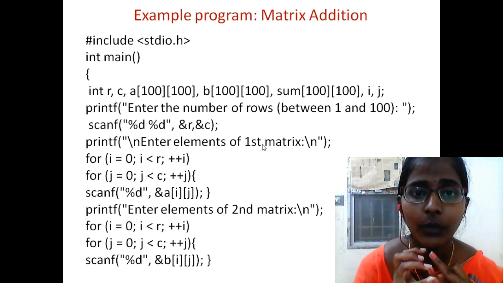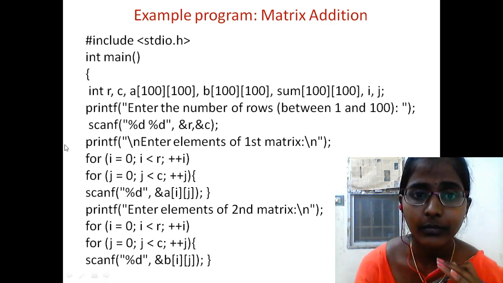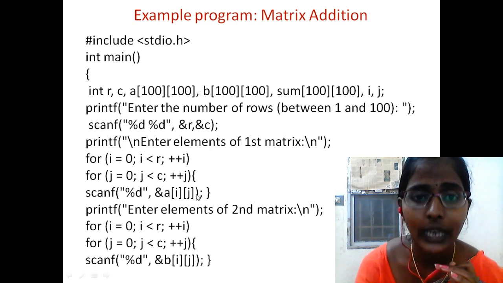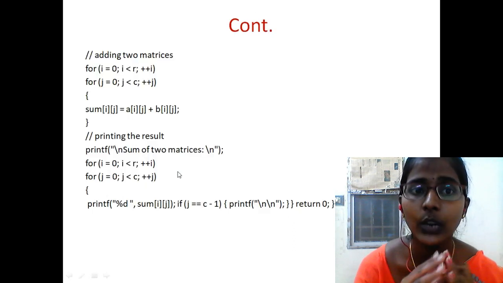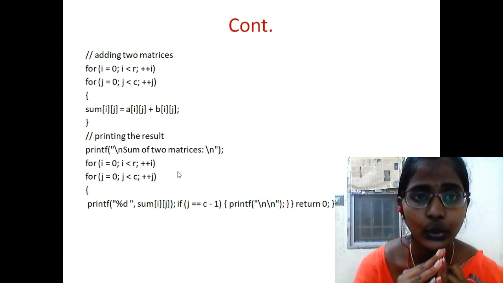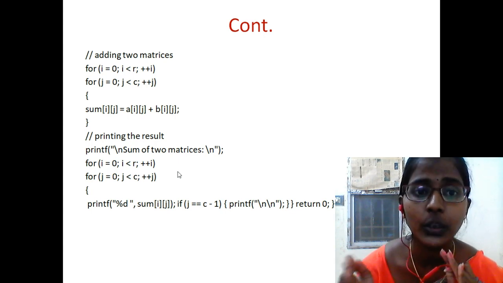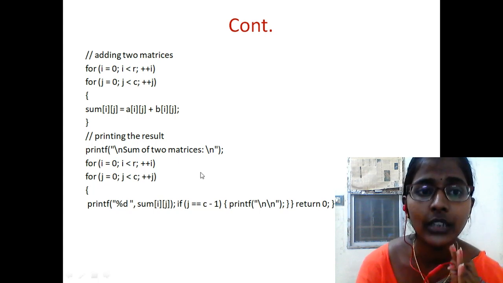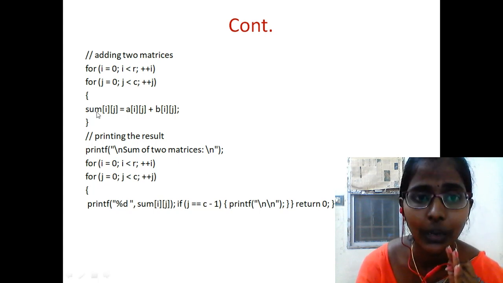After that, the values of R and C are taken from the user. Then, using two for loops, the values of the two-dimensional array elements are taken from the user. After that, the two matrix values are added. Normally the sum of two matrices is calculated by adding the values at the same index position, right? The index value starts from 0, and then sum of i j. Sum is nothing but the output matrix, right? So the output matrix is equal to the sum of the two input matrices.